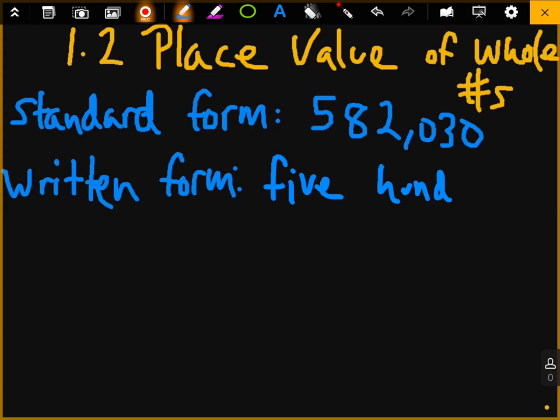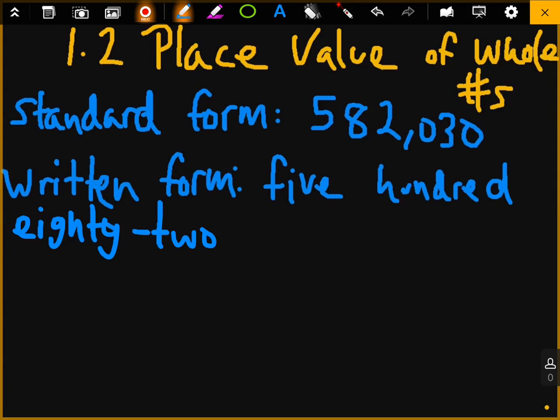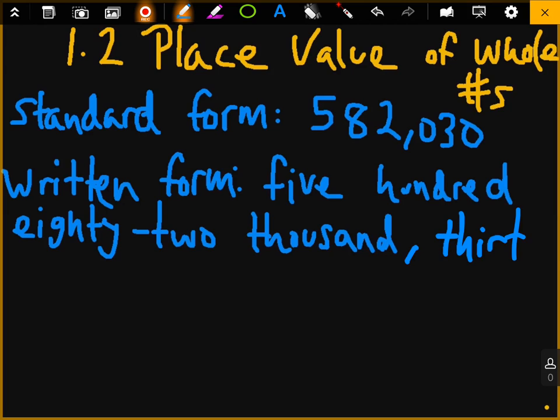500 82,000, and you can put a comma, or you could say 'and' 30. I'm just going to put comma 30. So those are the first two terms that we're going to go over today.